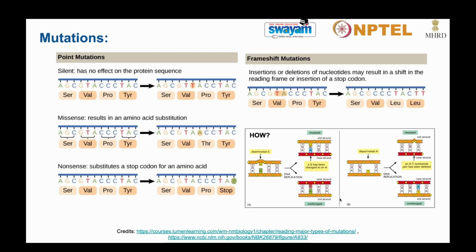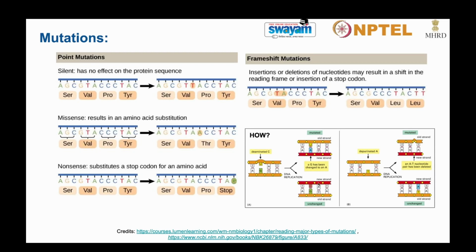Another reason is mutagenic agents. Due to certain chemicals and radiations, these mutations are getting observed. So, for example, in this case, the deamination of cytosine can form uracil, due to which in one strand G will form a bond with C, but in the other strand, as C is deaminated, U will bond to A.